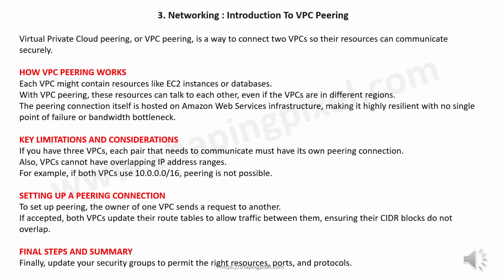To set up peering, the owner of one VPC sends a request to another. If accepted, both VPCs update their route tables to allow traffic between them, ensuring their CIDR blocks do not overlap. Finally, update your security groups to permit the right resources, ports, and protocols. That's VPC peering, a simple, resilient way to connect VPCs for secure communication.